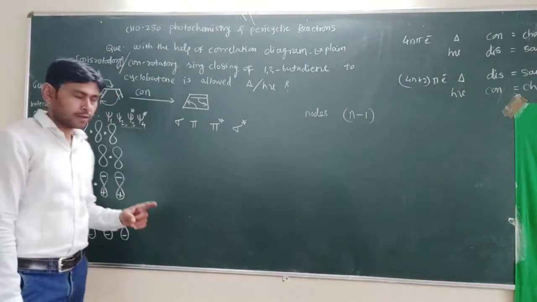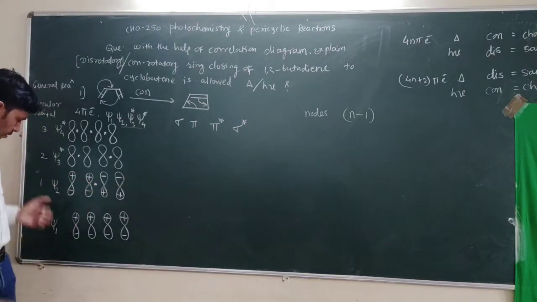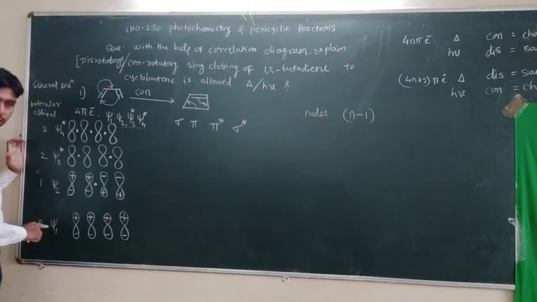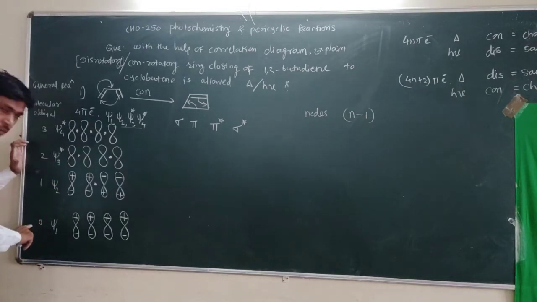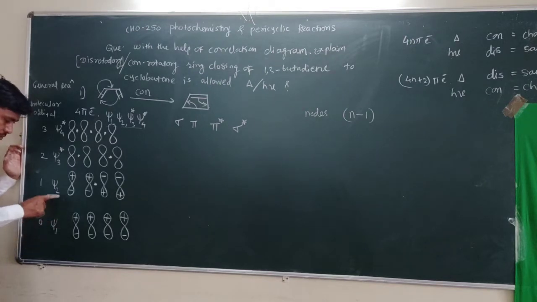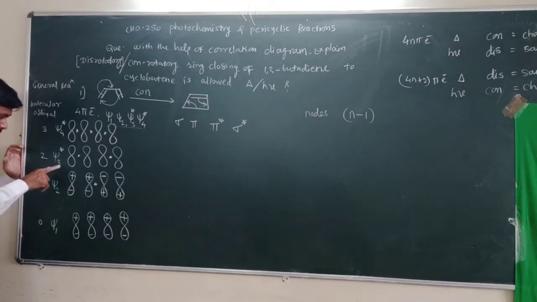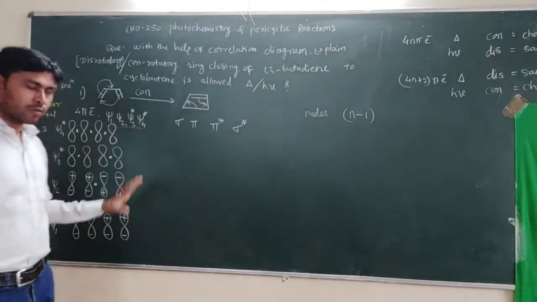We are drawing orbitals here. If you continue from my last lecture, we have first drawn the molecular orbitals psi1, psi2, psi3 star, psi4 star. In this case, the number of nodes we have drawn is 0, 1, 2, 3. We just have to subtract 1 from the orbital number: 2 minus 1 is 1, 3 minus 1 is 2, 4 minus 1 is 3. So that is the number of nodes we have drawn here.